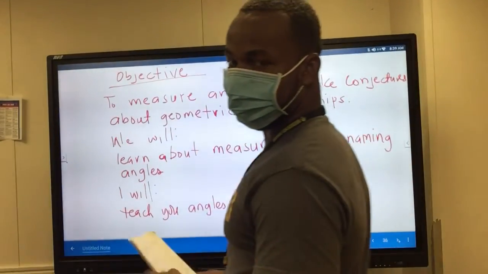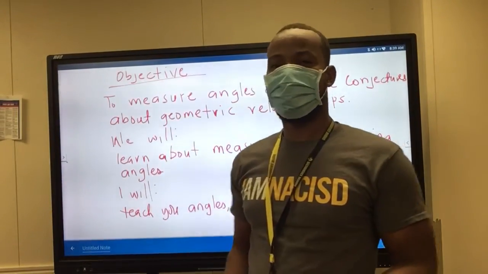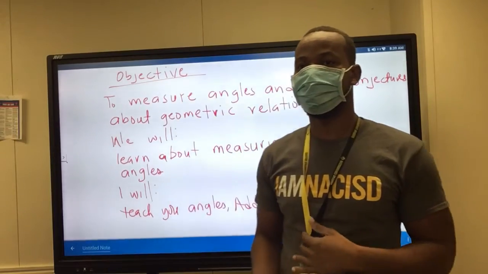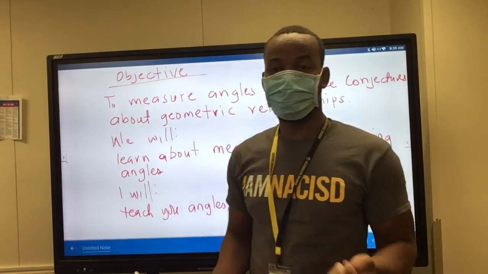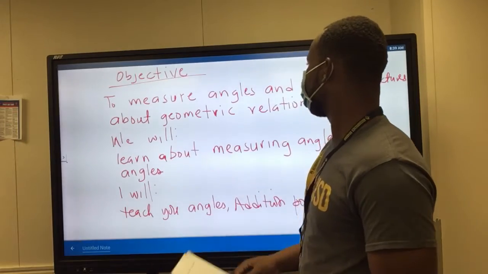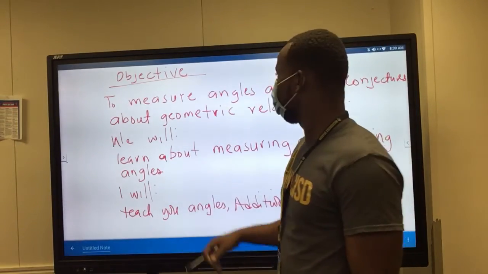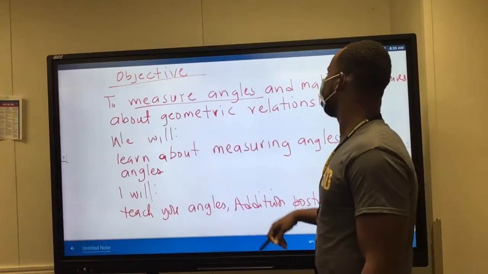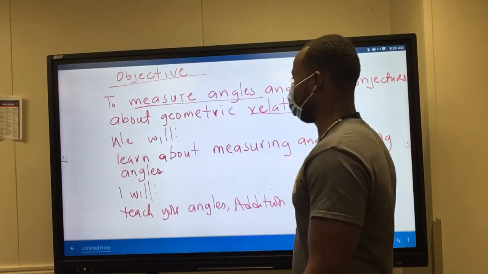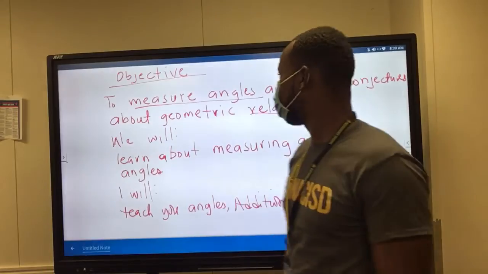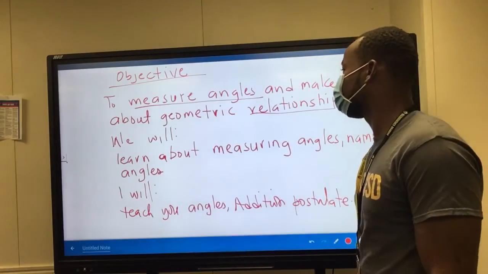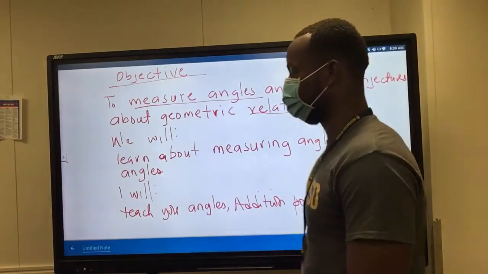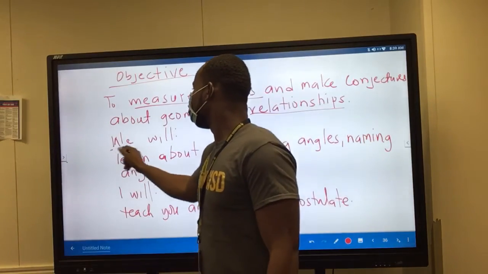All right, guys. So today we are learning about angles, how to measure angles. Our objective for today will be to measure angles and then make a relationship between angles. So our objective is to measure angles and make a conjecture about the relationship. Now, this is what we'll be doing together.